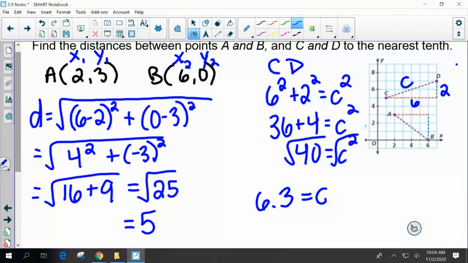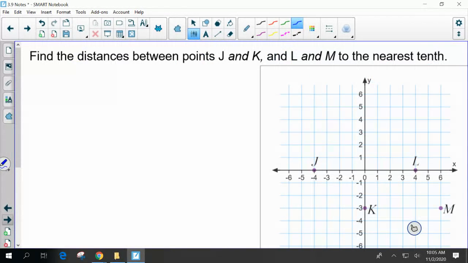6.3. Okay, so me personally, if I have a graph to look at that is made into a triangle, the Pythagorean theorem is much faster and easier. So I'm going to choose that way if I have a triangle to look at. However, you don't always have a triangle, and then you would do the distance formula. Okay, so we're going to practice this again on the next problem. Find the distances between points J and K and L and M. So let's write down our coordinates for J and K.